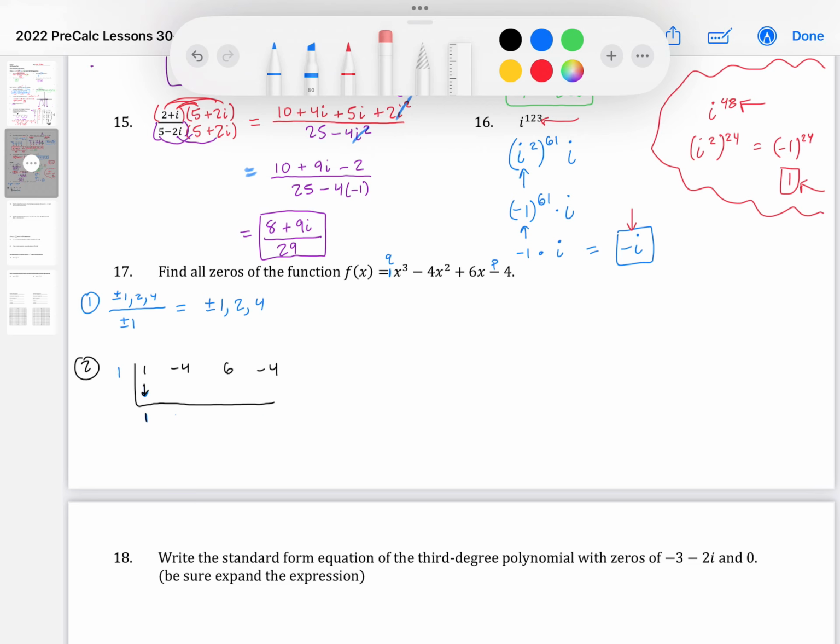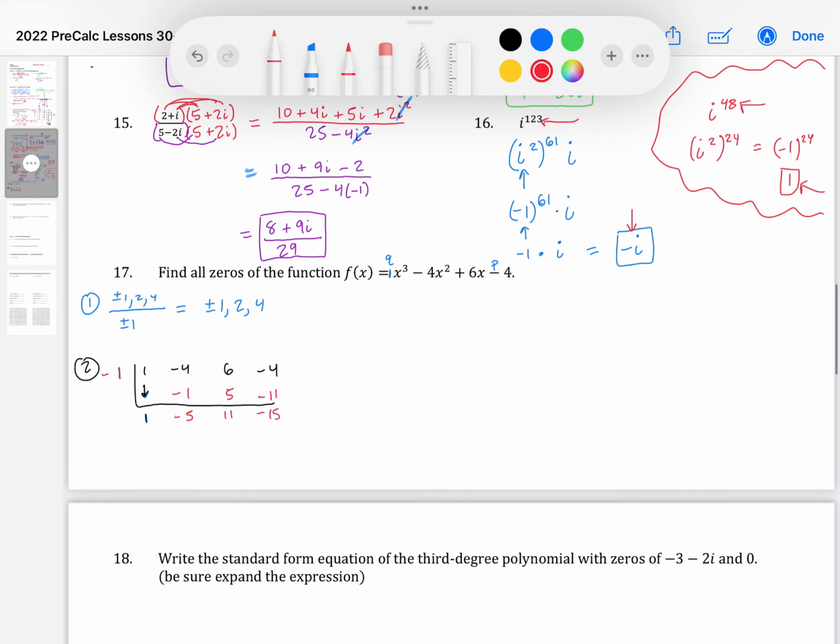And now let's try negative 1. So we bring down the 1. Negative 1 times 1 is negative 1. Then you get negative 5. Negative 1 times negative 5 is positive 5. That's 11. Negative 1 times 11 is negative 11. And I get a remainder of negative 15, which is not 0. 0 is the magic number we're trying to find. So hey, guess what? Positive 1, negative 1 doesn't work. All right, let's erase that.